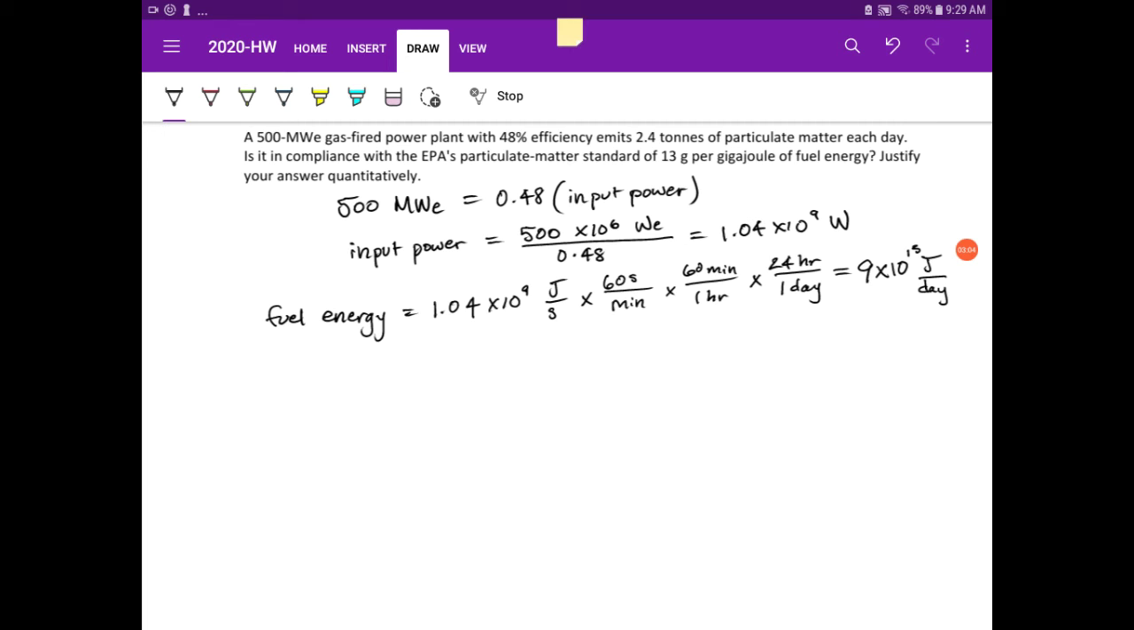And so we can then say, is 2.4 tons per 9 times 10 to the 13 joules, because this would be per day and per day, so those days would cancel one another. So we want to know, is that less than 13 grams per gigajoule?